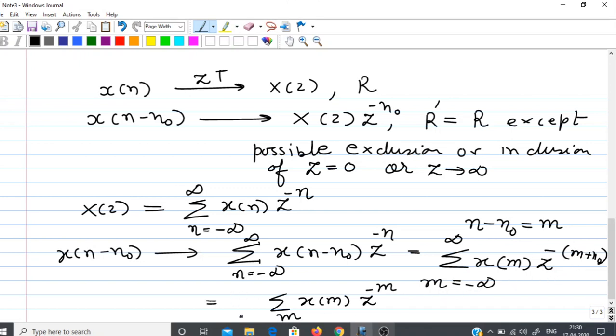Therefore, I can take this term z to the power minus n naught out of the summation. And this summation x m z to the power minus m, what is it? It is x of z. So I can write this is equal to z to the power minus n naught times x of z. So we have seen that the Z transform of the time shifted version would be x of z, z to the power minus n naught. Now we shall take some examples on the time shifting property of Z transform.